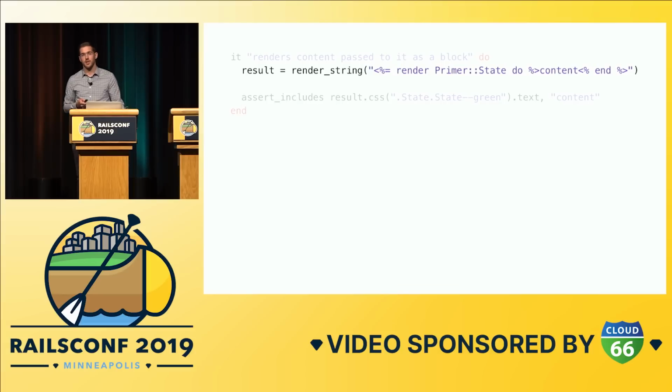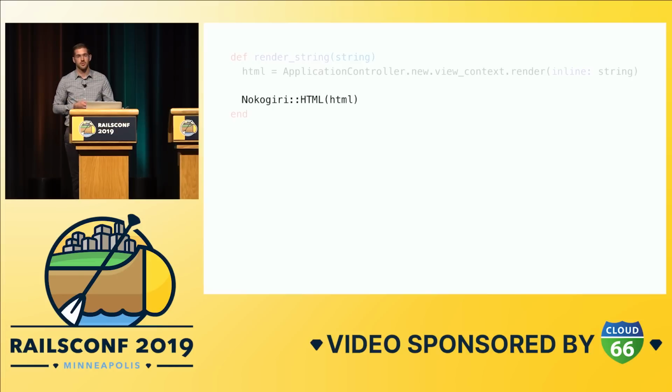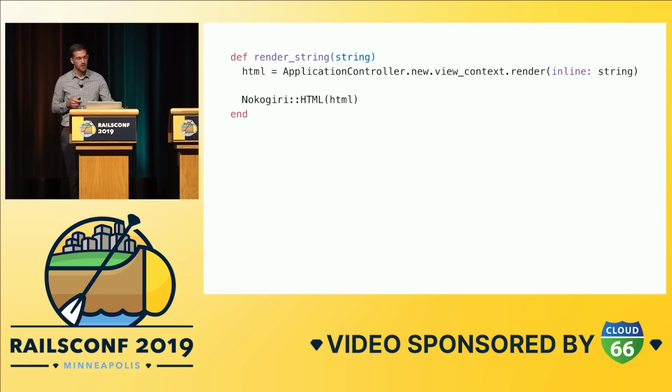All we would need is a way to render our template inline, which is pretty easy to do with application controller. We can render our template in the same code path as a normal view, and then parse the result in Nokogiri, which will make those assertions a lot easier. So let's run our test now. It looks like something that expects a class is receiving a hash. And it looks like our test helper is actually to blame here, passing a hash into render.